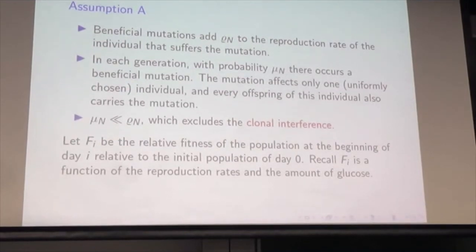I think what you're saying is, in the individual based model, you can have more than one mutation at any time. However, as time evolves, one of those mutations will disappear and one will dominate. Okay.